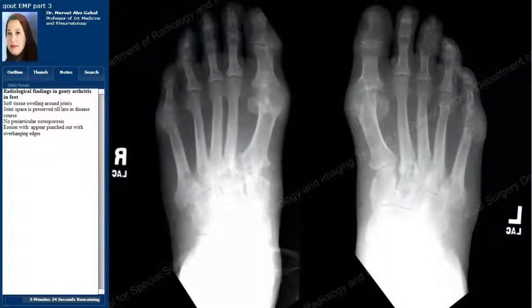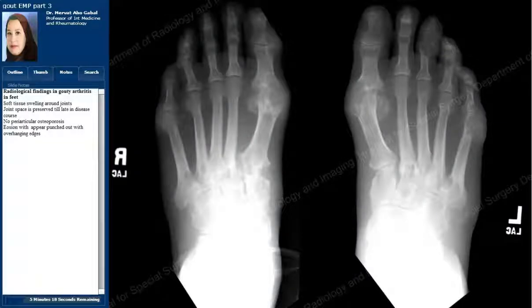This image shows the radiological finding in gouty arthritis in feet. The same findings: soft tissue swelling, joint space preserved, no periarticular osteoporosis, punched out erosions with overhanging edge.